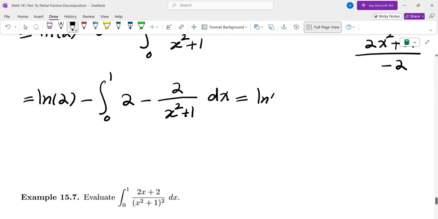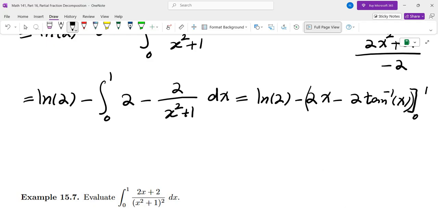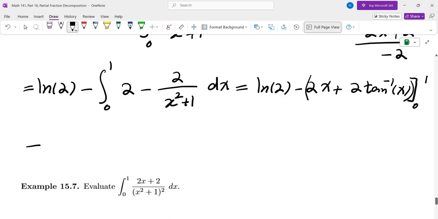Now this gives us natural log of 2 minus, well, integral of 2 is 2x, and integral of 1 over x squared plus 1 is tan inverse of x. And this would have to be evaluated from 0 to 1, but only this portion. So that would give us natural log of 2 minus, by the way, this is still a minus sign. We are going to plug in 1.